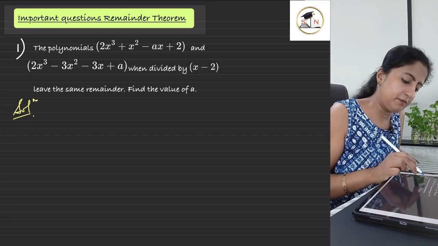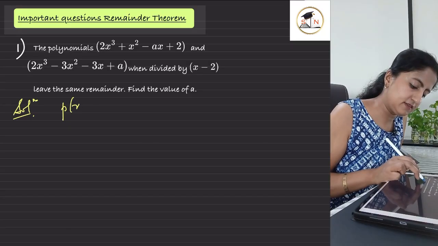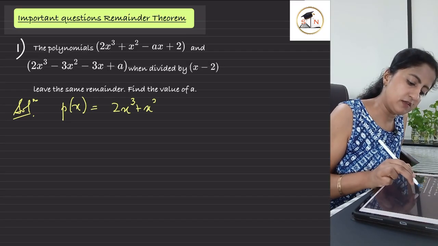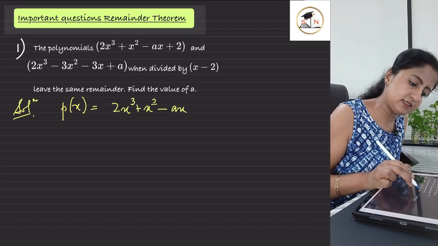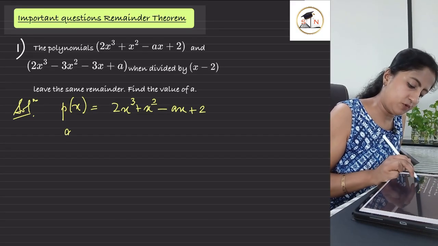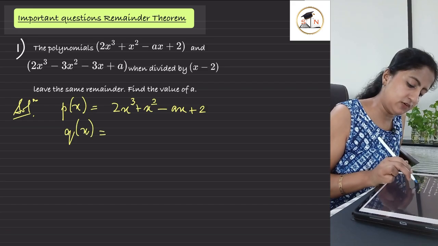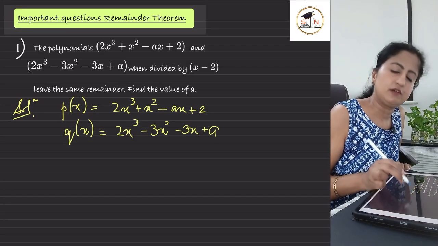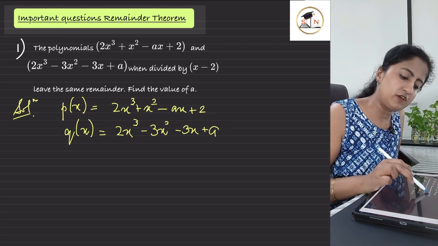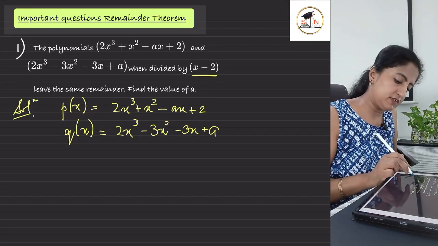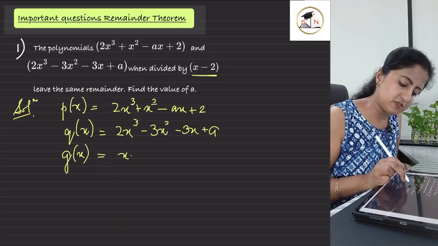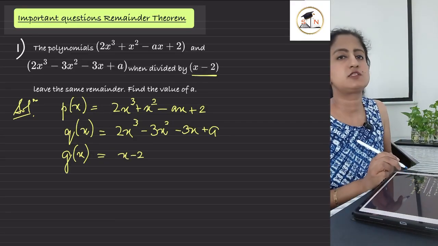First, we are going to name the two polynomials. p(x) equals 2x cubed plus x square minus ax plus 2. The second polynomial, q(x), equals 2x cubed minus 3x square minus 3x plus a. Right? Now, we are given a factor over here as x minus 2. We will start by first naming it. I have named it as g(x). So, this is x minus 2. This is a factor. This is not a 0.